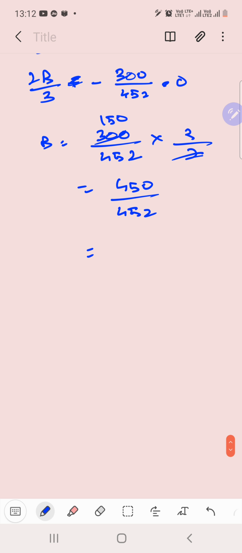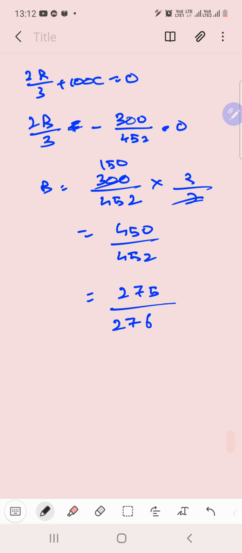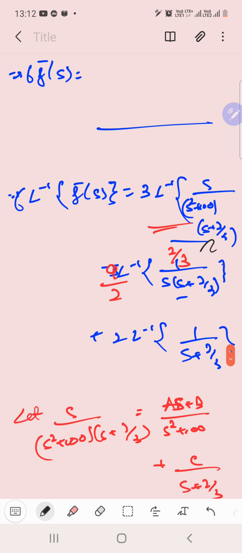Cancelling by 2, what do we get? So we get 2 2s are 4, 2 7s are 14, 2 5s are 10. Here we get 2 2s are 4, 2 7s are 14, 2 6s are 12. Clear? Got it? Okay. So basically these are the values, so we can put these values here.